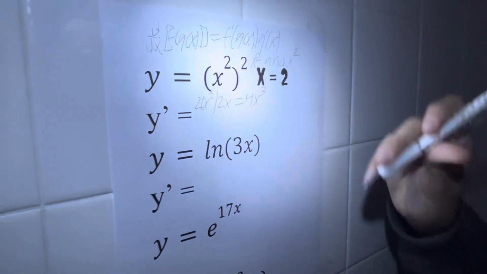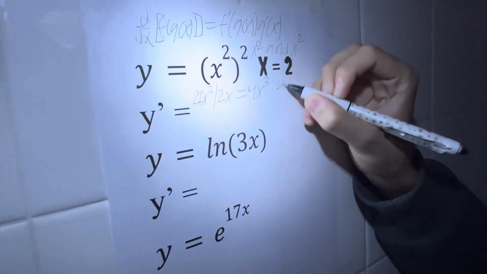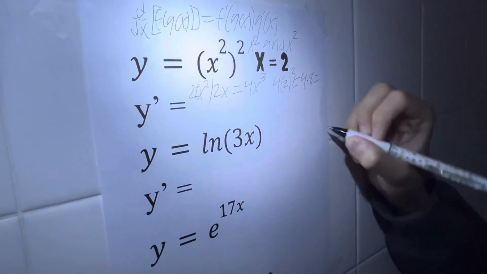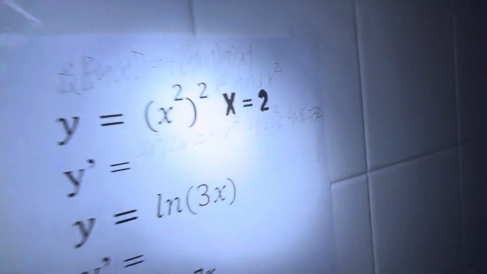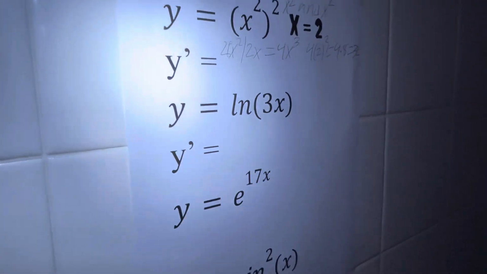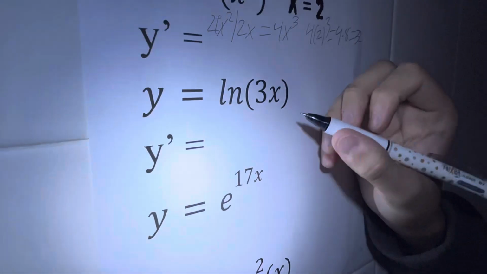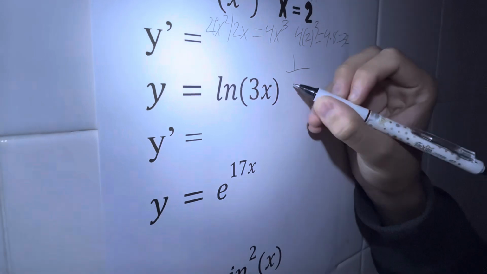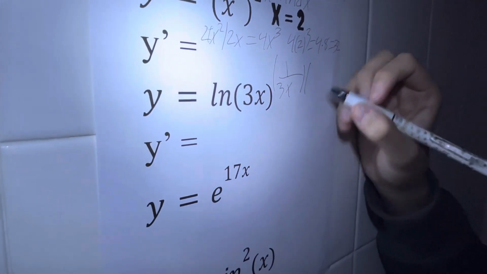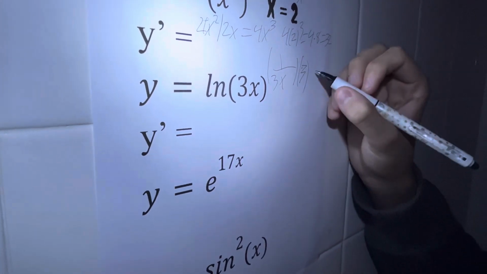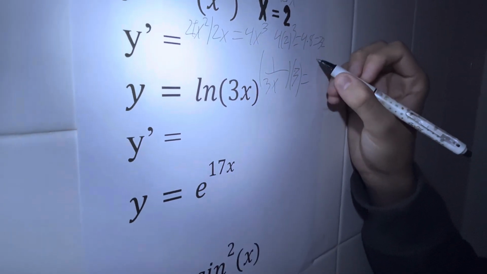Alright, now to find what the derivative at the point 2 is, we just plug in 2, so 4 times 2 to the third is equal to 4 times 8, which is equal to 32. Alright, the next one is ln of 3x. The outside function would be ln x, so that'd be 1 over x, which would be 1 over 3x, times the inside function's derivative, which is just 3, which is equal to 1 over x.